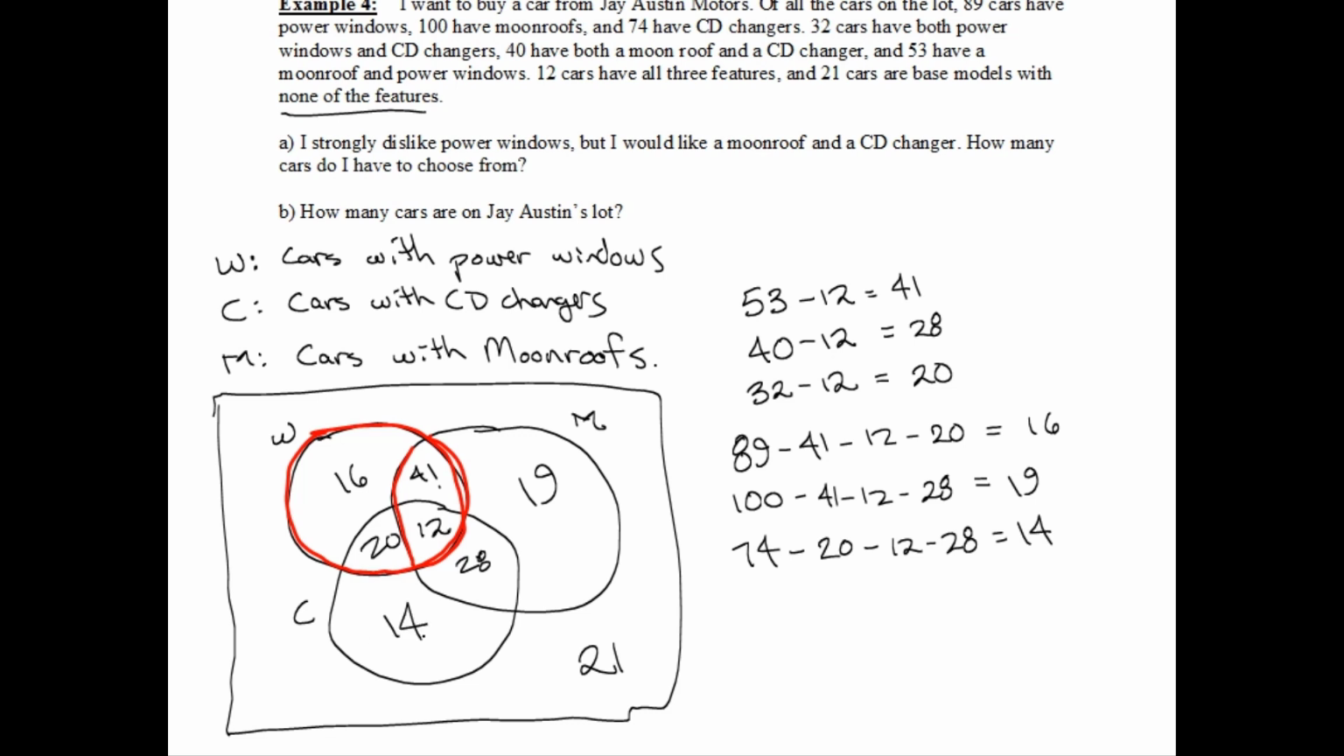Once everything is filled in, then you're ready to answer the questions. Actually, before you answer the questions, you should check this Venn diagram against the original problem like we did before. Just double check that the right total number have windows, moonroofs, CD changers. You can use your calculator. Double check that all the circles add up correctly and all the little parts add up correctly and that everything matches. And so now we answer the questions.